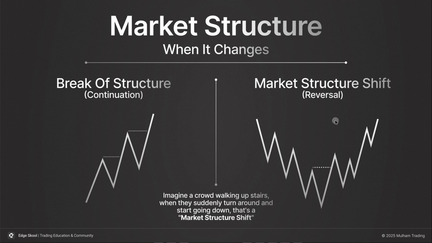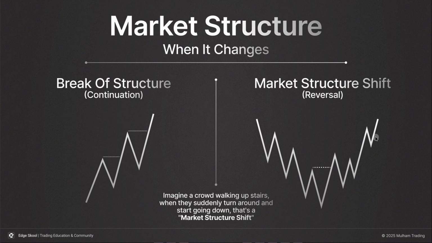In a bearish scenario, it's price going up, breaking above the high, but then breaking below the low, this low here. That is a market structure shift that is bearish. Now, think about it as a crowd walking upstairs. When they suddenly turn around and start going down, that is a market structure shift. So you see price, or people in this case, going up on the stairs, but then they turn around and go lower. That is a market structure shift, and it is a reversal here. A breakout structure is a continuation.